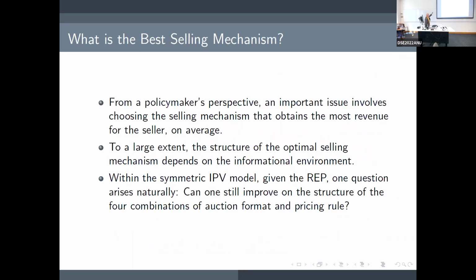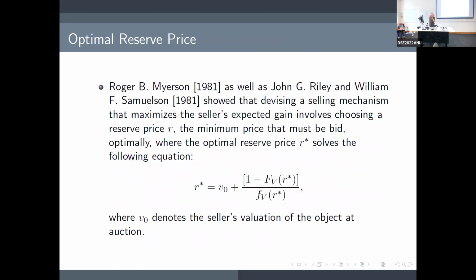So from a policymaker's perspective, even though these mechanisms yield the same revenue on average, is there any way to improve it? And there is. In fact, Myerson, as well as Riley and Samuelson, showed that the optimal selling mechanism involves a reserve price that looks like this.